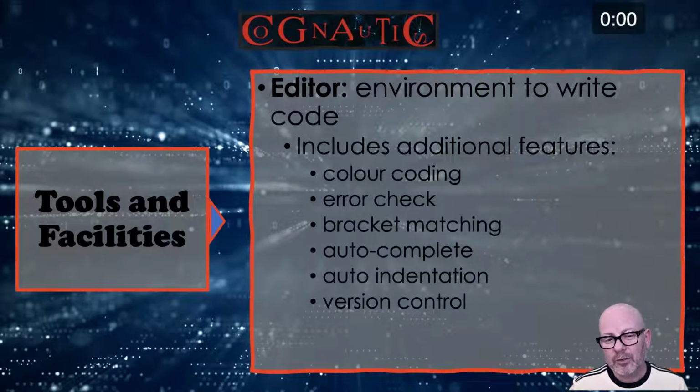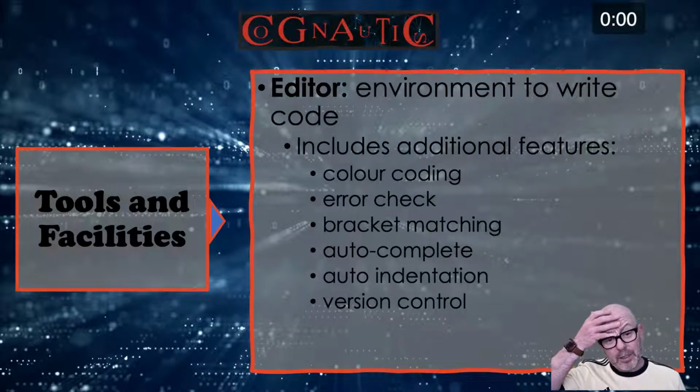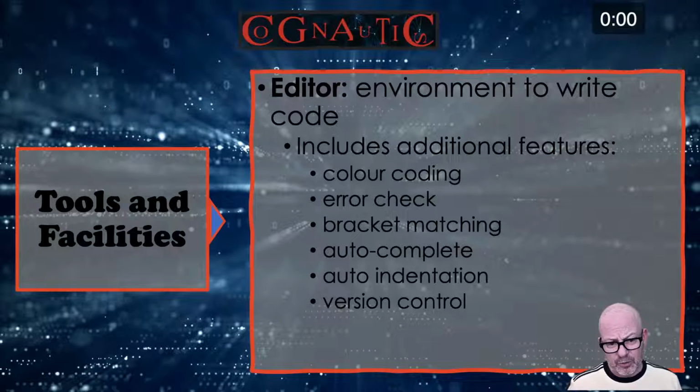So tools and facilities. I guess these are the features of an IDE. If you were selling an IDE to someone, you'd say it can do this, and it does this, and it does that. So these are the features, and you kind of need to have a bucket load of these. I think I've got 6 up here. If you go in with the knowledge of these, there could be a sneaky 6-mark question where they say color coding is one of the features of an IDE. Can you name another 3, 4, 5? So just be aware that could be thrown at you. Color coding, error checking, bracket matching, autocomplete, auto indentation, and version control.